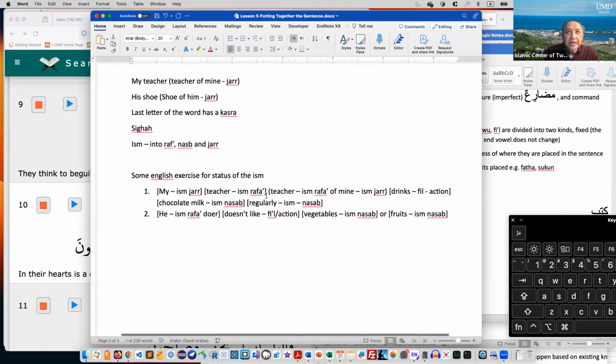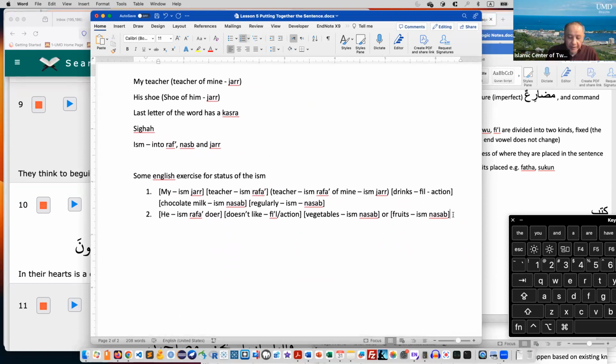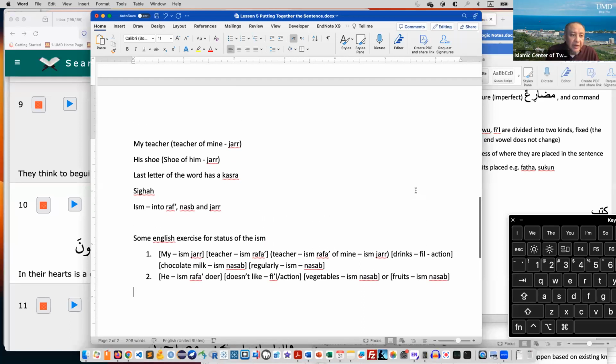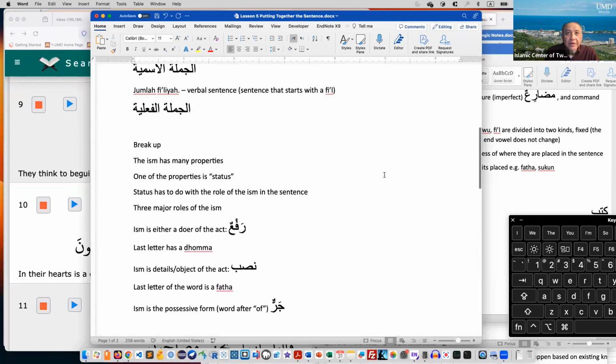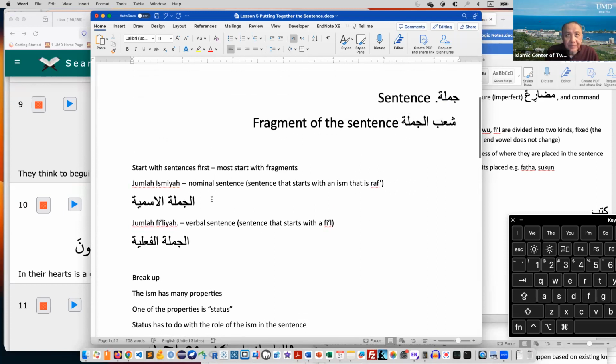So what we learned today, in summary, is a few things. Number one, words in Arabic make up the fragments in a sentence, and several fragments make up the sentence itself, right? And we have two kinds of sentences: jumla ismiya, nominal sentence, and jumla fi'liya.